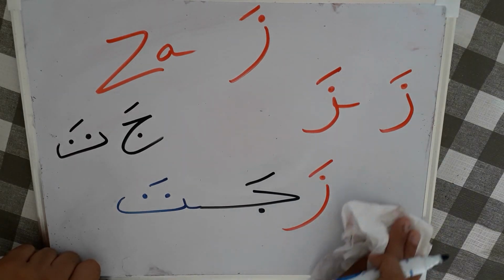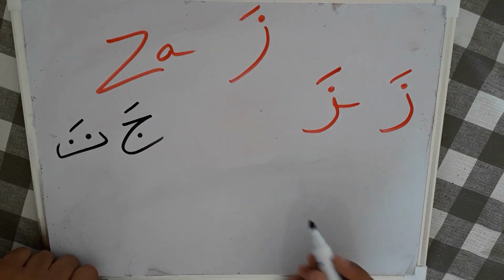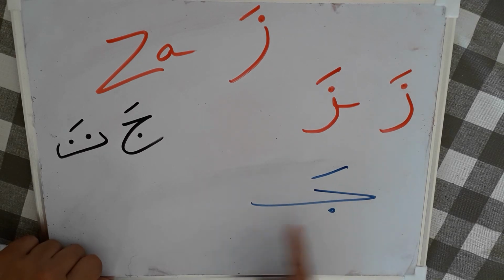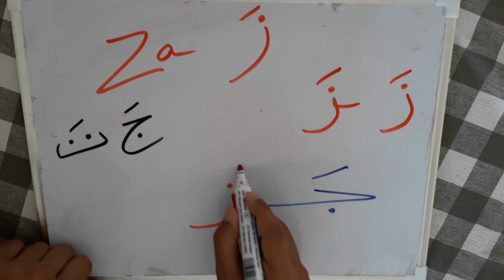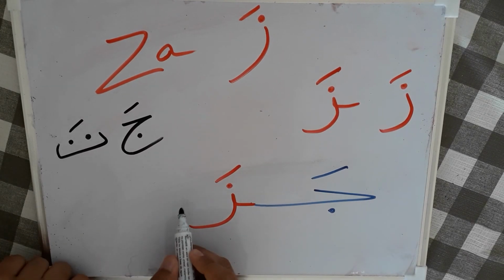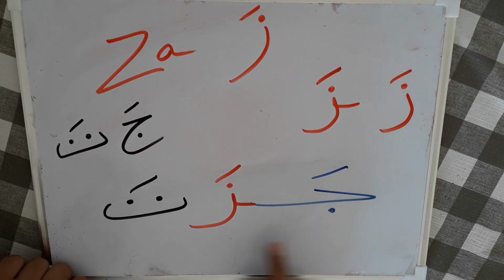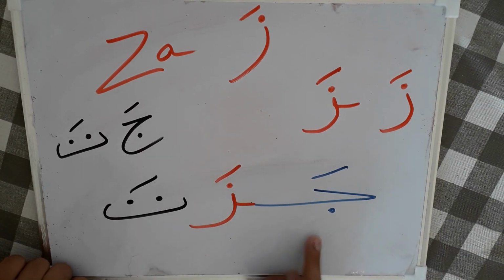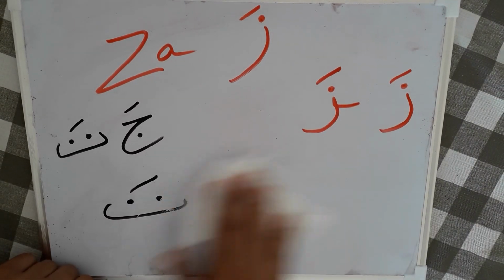Let's see Z in the middle of the word. Let's start with J, then Z, and finally T. J, Z, T. Okay? Let's see another word.